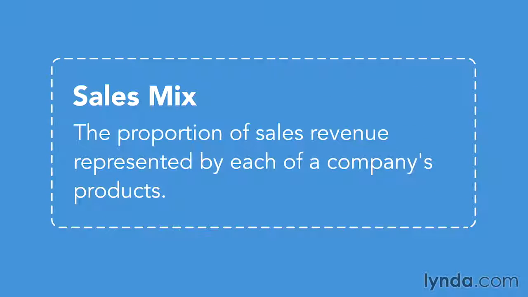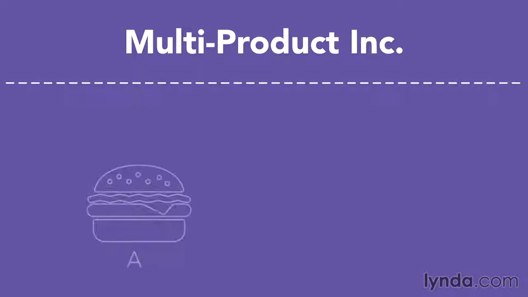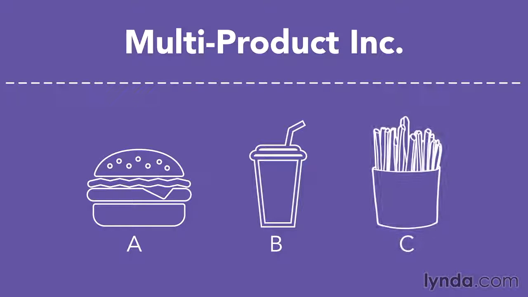Sales mix is the proportion of sales revenue represented by each of a company's products. While the examples thus far involve companies with only one product, most companies have more than one product. To illustrate how a change in sales mix can affect a company's CVP relationships, assume that Multi-Product Inc. sells 3 different products. Following are the monthly revenues and costs for each type of product.